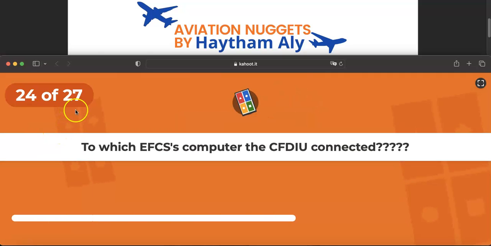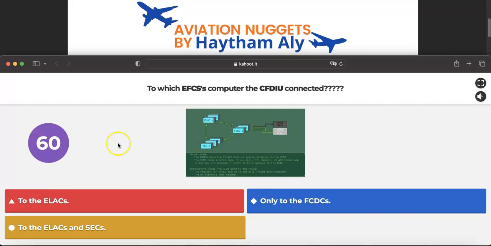Question 24 of 27. To which electrical flight control system computer the centralized fault display interface unit connected? To the ELACs only, to the FCDC, flight control data concentrators, to the ELACs and SECs, the elevator aileron computer and spoiler elevator computer.